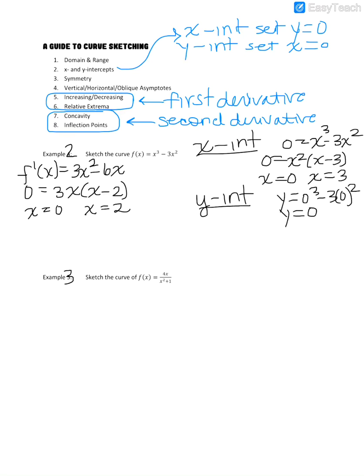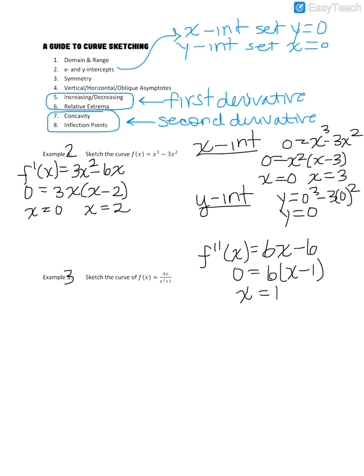Okay, now I'm going to go ahead and do my second derivative. I'm going to go over here for that. So I'm doing the derivative of the first derivative now, okay? So it's going to give me 6x minus 6. I want to set that equal to 0. I'm going to factor out a 6. And I get x equals 1.